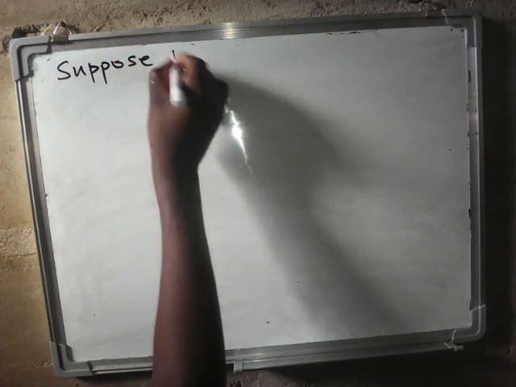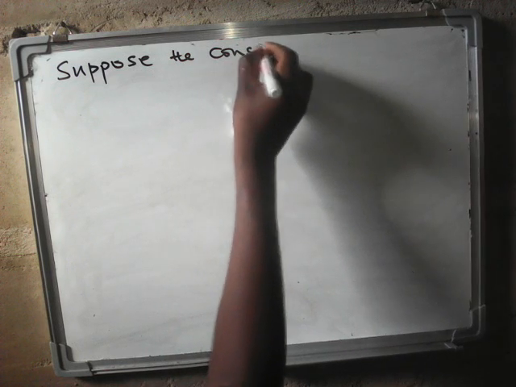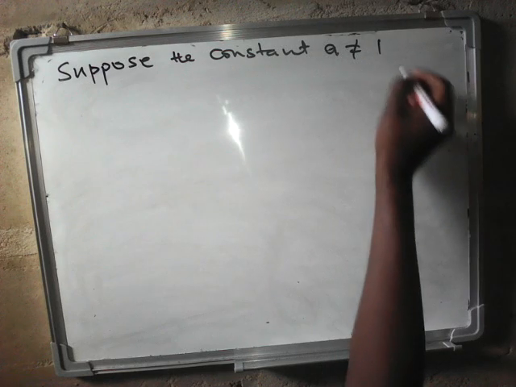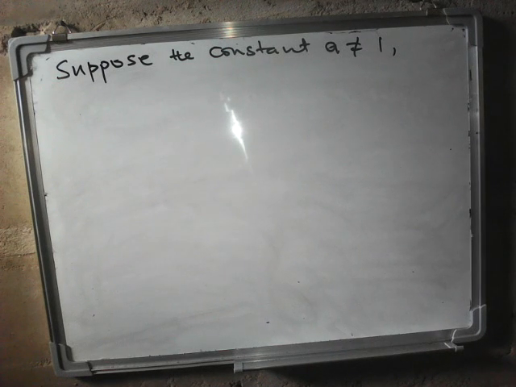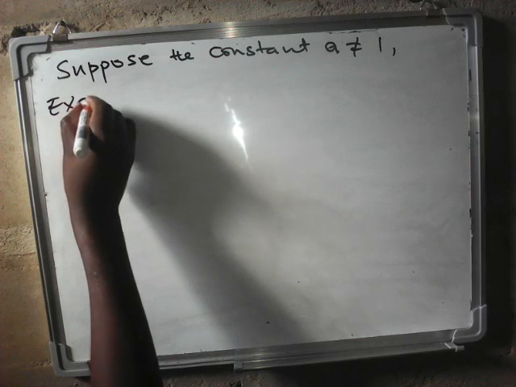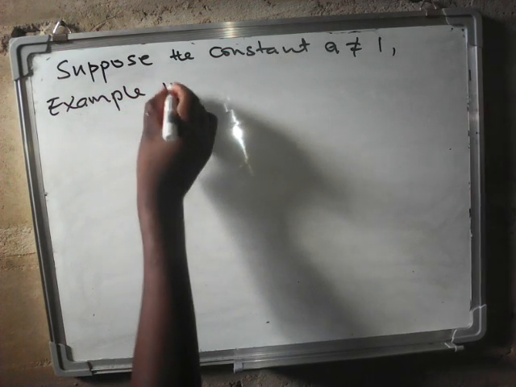Now, suppose the constant a is not equal to 1. What happens? We shall see it through solving an example, and that one we shall call example 2.